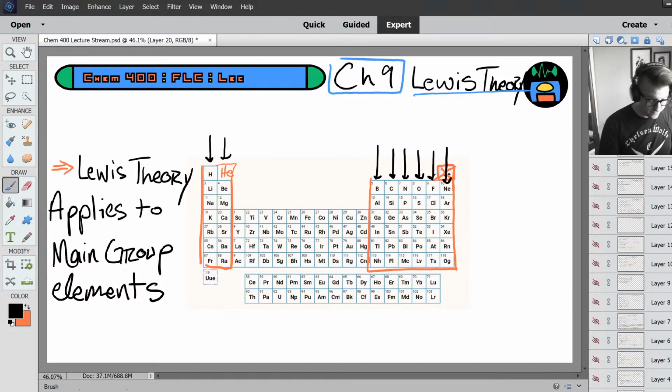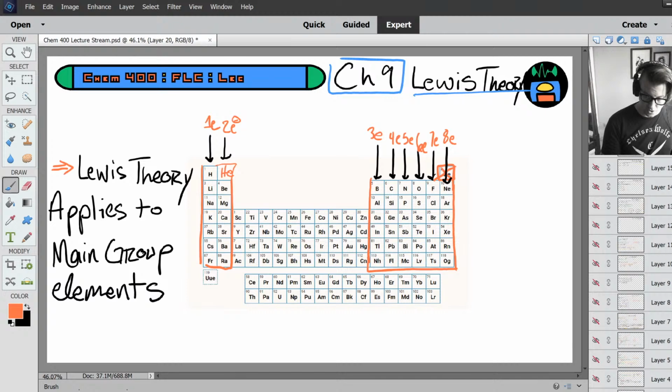So if you're in the first column of the main group, you will have 1 electron in your Lewis dot structure. If you're in the second group column, you'll have 2, third column you'll have 3, fourth column you'll have 4, fifth column you'll have 5, sixth column you'll have 6, seventh column you'll have 7, eighth column, you'll have 8.